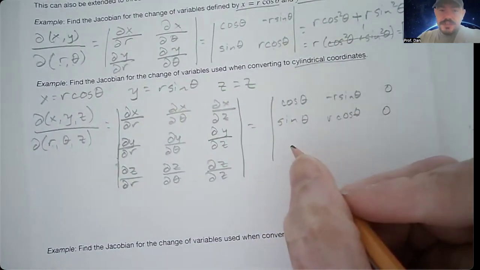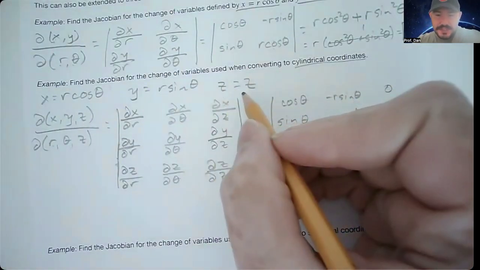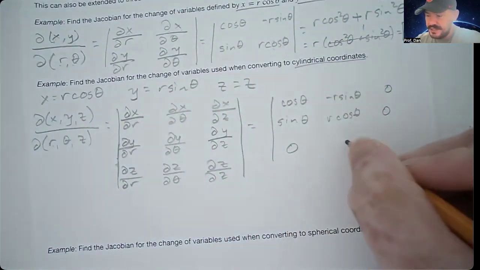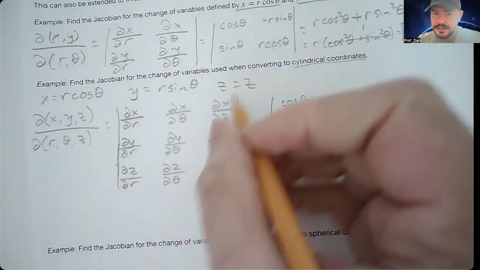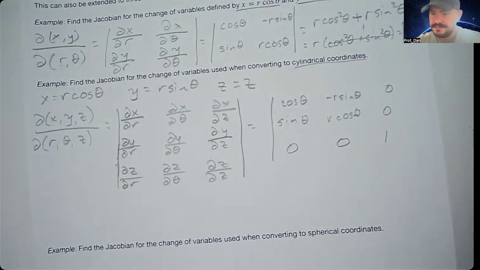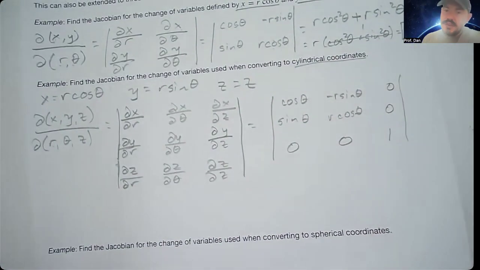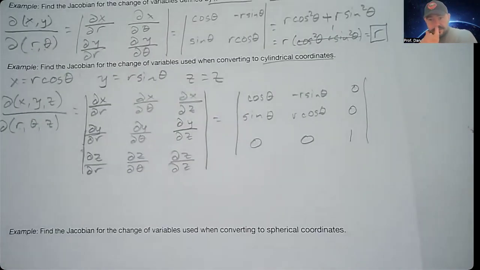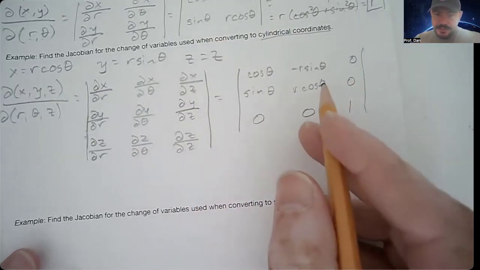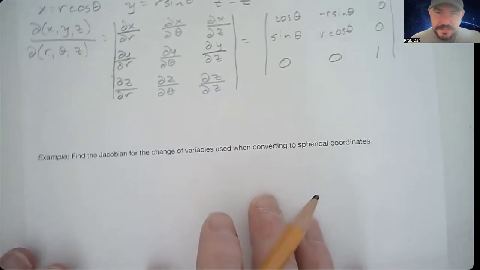Now with the last one, if I look at z, z is equal to z. That does not involve r, that does not involve theta. So that's zero, and the derivative of z with respect to z is 1. So this is the Jacobian matrix that we get from there.